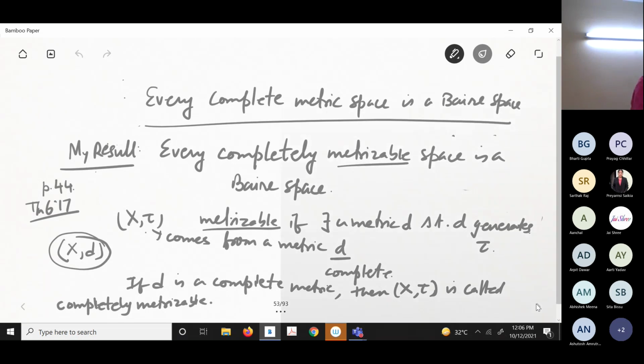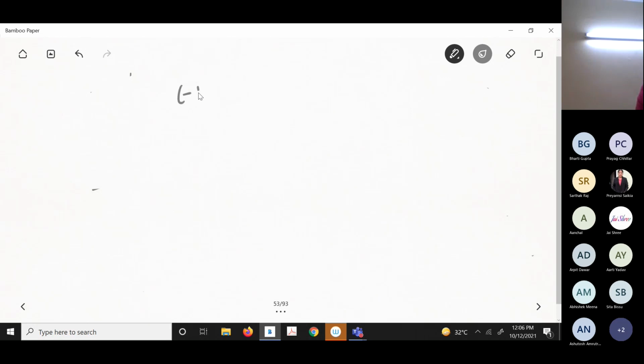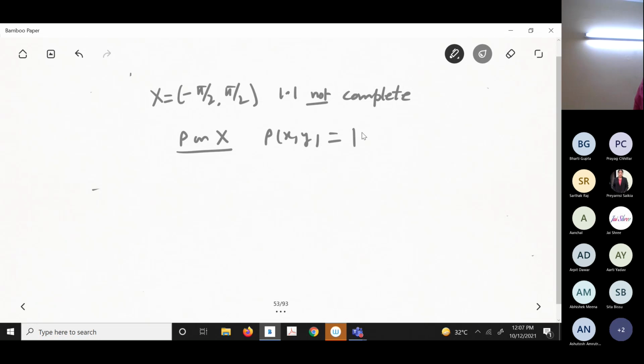Let me explain, I already told you that if you have minus pi by 2 and pi by 2, and you take the standard usual metric on this set X, this is not complete. But if I give another metric rho this way, defined as the absolute value of tan X minus tan Y, the advantage is that rho is an equivalent metric to this.